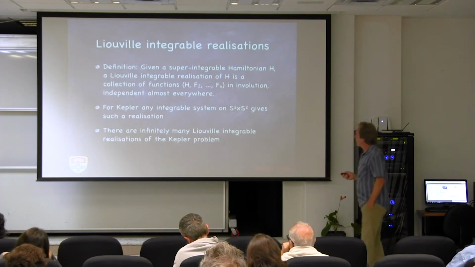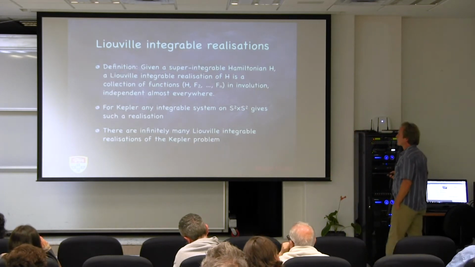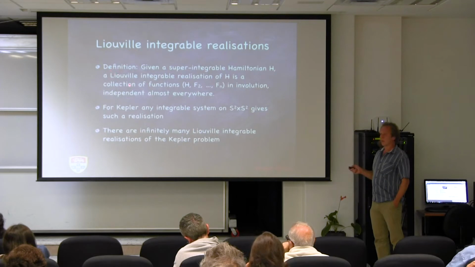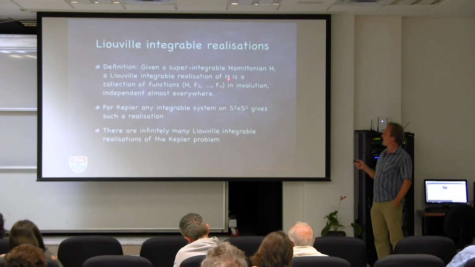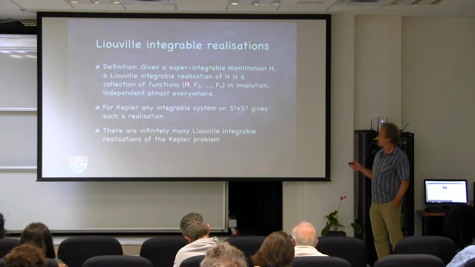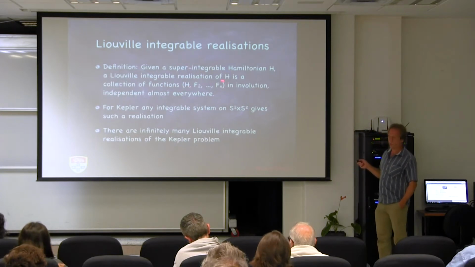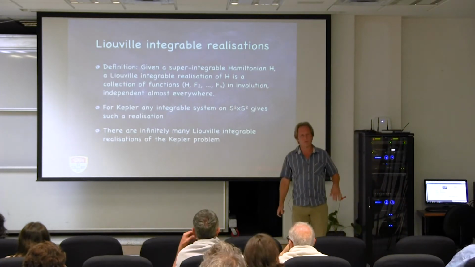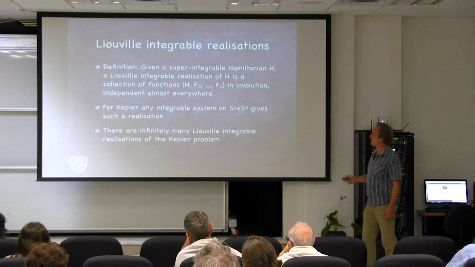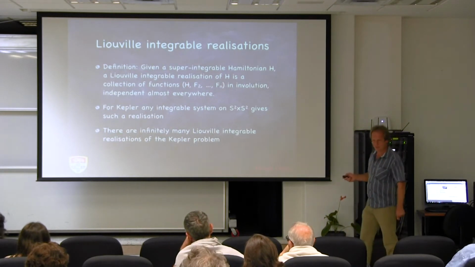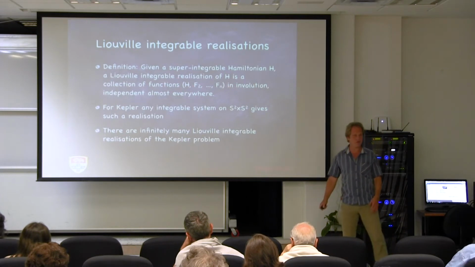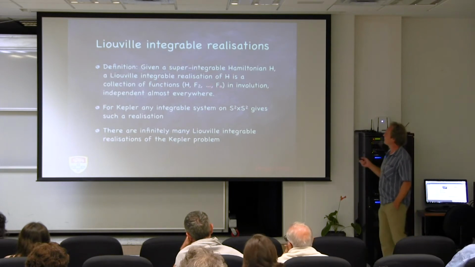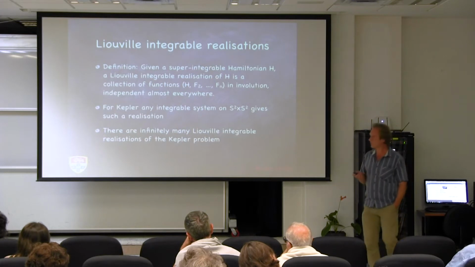Let me define a bit more precisely what I mean by that. Given a superintegrable Hamiltonian, like the Kepler problem, a Liouville integrable realization of this H is a collection of functions that includes H and then n minus 1 more that are in involution and independent almost everywhere. It's a natural definition. You need to include your H so that you're talking about the same system, but all these other functions are at your disposal. The question is, in how many ways can you build this? How many Liouville integrable realizations are there?